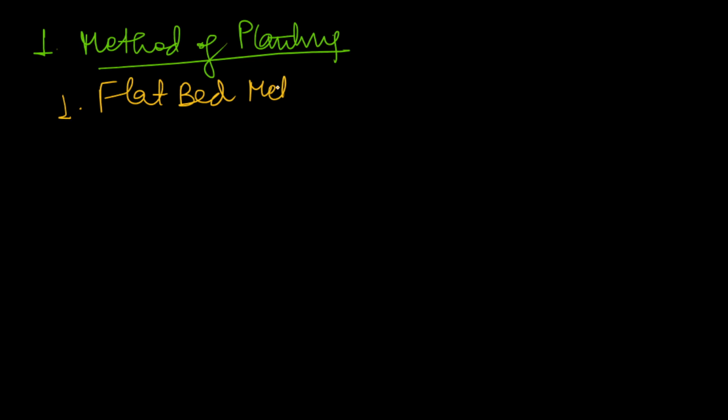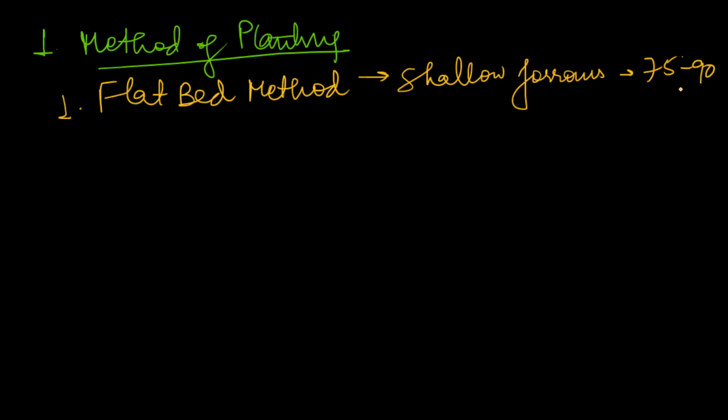Flat bed method. It is a very common method in which seeds are planted in shallow furrows on flat land at 70 to 90 centimeter spacing. Here we use shallow furrows with a spacing of 70 to 90 centimeter. So this is the first one, flat bed method.